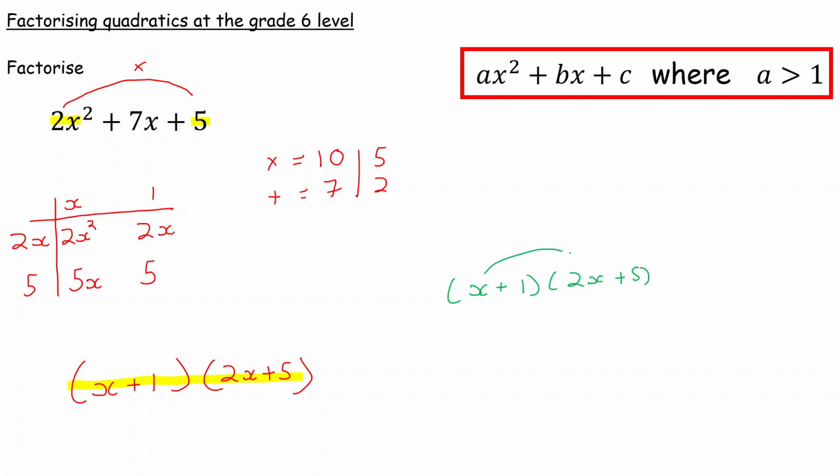So you've got x times x, x times 5, 1 times 2x, and 1 times 5. X times 2x gives you 2x squared. X times 5 gives you positive 5x. 1 times 2x gives you positive 2x. And then 1 times 5 gives you plus 5. And of course, the middle terms you can combine, 5x and 2x gives you plus 7x. And you've got that 5 on the end.